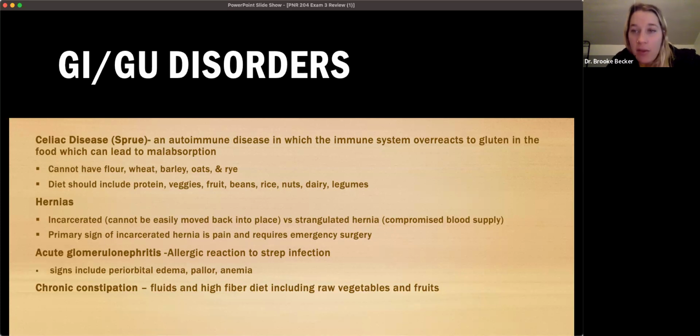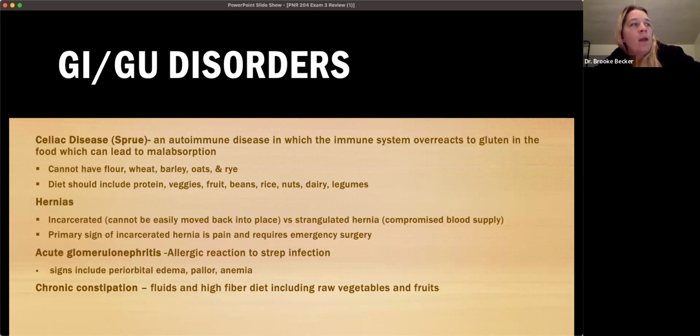Okay. If it's easily reducible, like their umbilical hernia is, you can push it back in, then a lot of times the surgeons will wait until they're 4 or 5, because a lot of times those abdominal wall muscles will fuse totally and they don't have to have the surgery to repair it. Okay. Inguinal hernias, though, surgical, almost always.